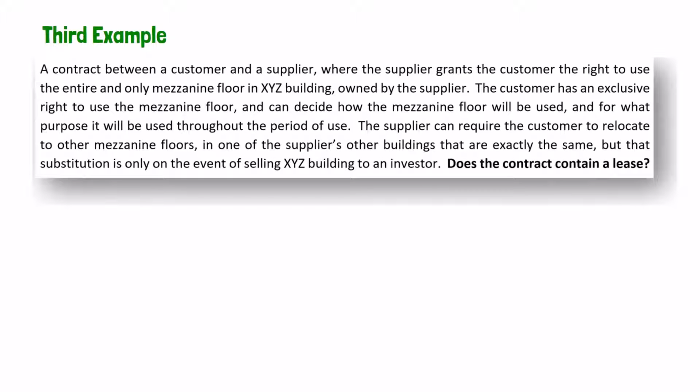A third example. A contract between a customer and a supplier, where the supplier grants the customer the right to use the entire and only mezzanine floor in XYZ building, owned by the supplier. The customer has an exclusive right to use the mezzanine floor, and can decide how the mezzanine floor will be used, and for what purpose it will be used throughout the period of use. The supplier can require the customer to relocate to other mezzanine floors, in one of the supplier's other buildings that are exactly the same, but that substitution is only in the event of selling XYZ building to an investor. Does the contract contain a lease?